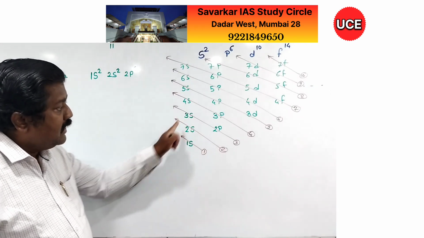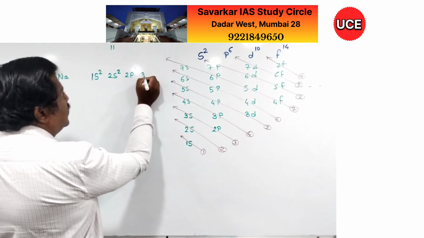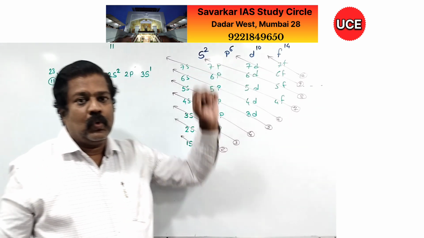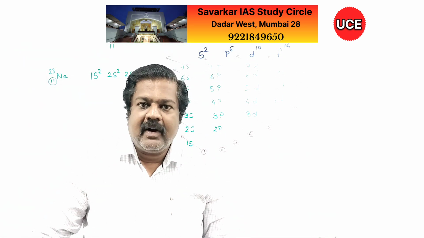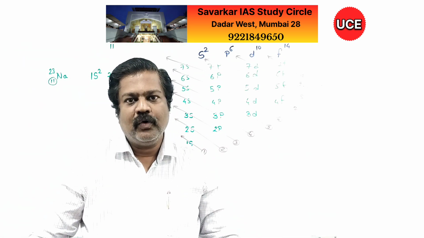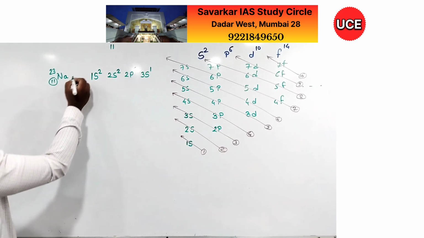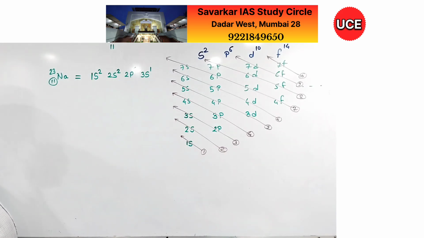After 2p there is 3s. So write down 3s. No doubt the capacity is 2, but the available electron is only 1. Therefore write it as 1. This way we have written the electrons in sodium.